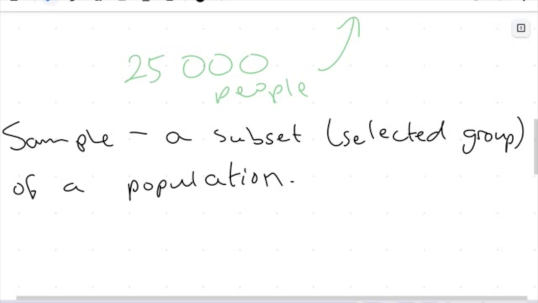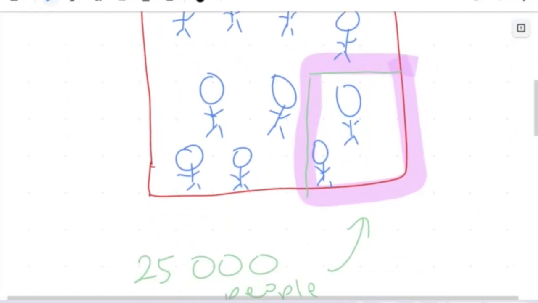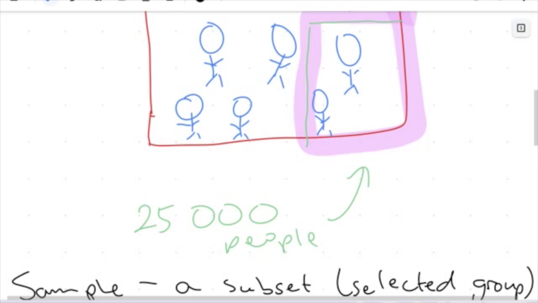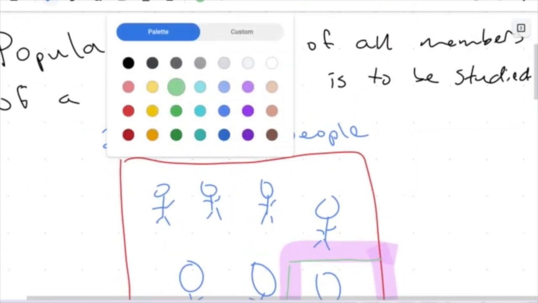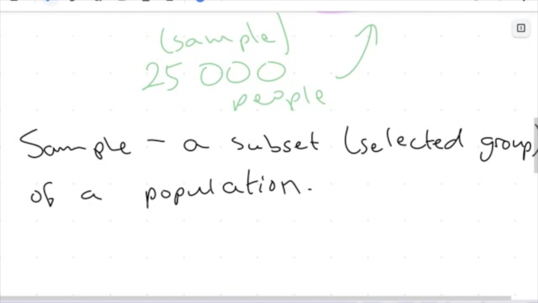So, let's say I want to find out something about my 25 million people, but it's too annoying to do it with 25 million people. So I get my subset, my 25,000 people. This is my sample. So my 25 million is my population. My 25,000 is my sample. And I'm going to try to obtain information about a larger group by using a smaller sample.